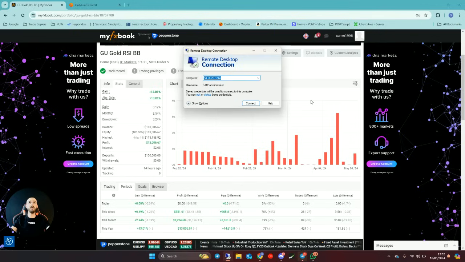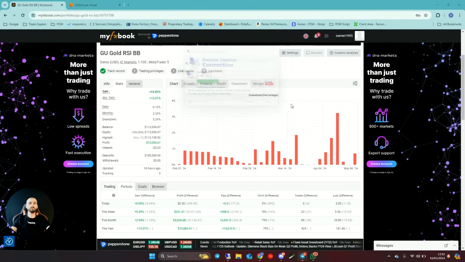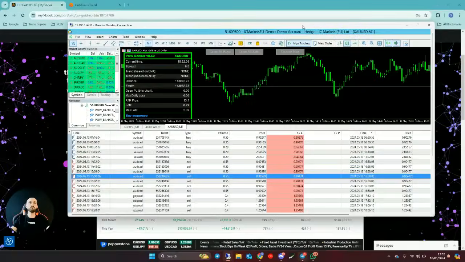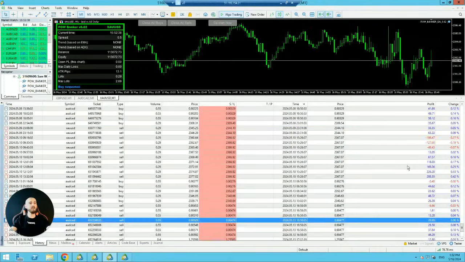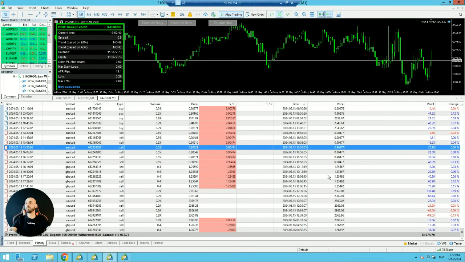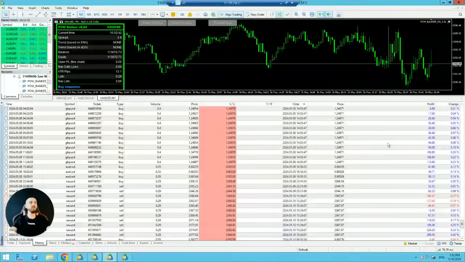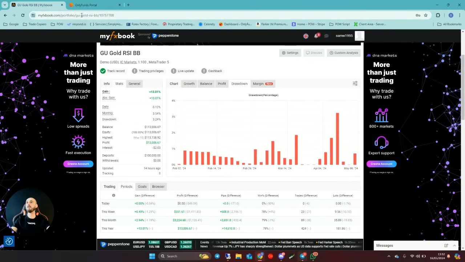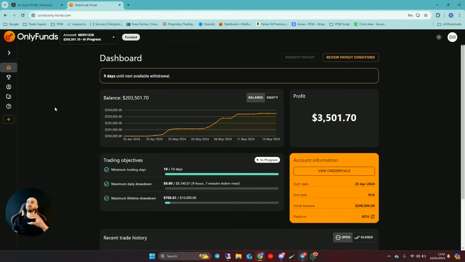If I just show you that on my actual account as well, we can see here that it's done just over 13% since the 7th of February, nice and consistent. It's not really caused me much drama whatsoever, but what I've actually been able to do is use that and transfer that and copy it into my OnlyFunds account.